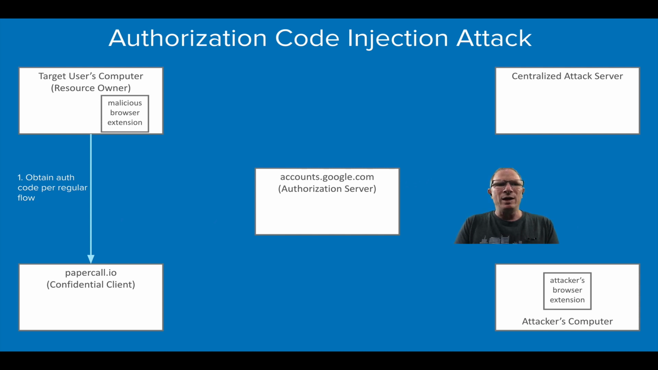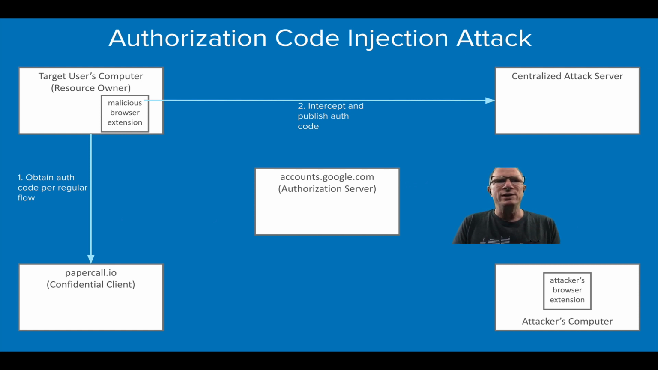So here I am sitting in front of my browser. I'm going to obtain an authorization code per the regular flow. In this case, I'm interacting with a site called PaperCall, and I want to take a moment to acknowledge that PaperCall has done nothing wrong here. What we're going to see in a minute is that I'm tricking PaperCall into exchanging an authorization code from a different place. But I start out, I'm the rube, that is the resource owner, sitting in front of my computer with the malicious browser extension, and I get an authorization code per normal.